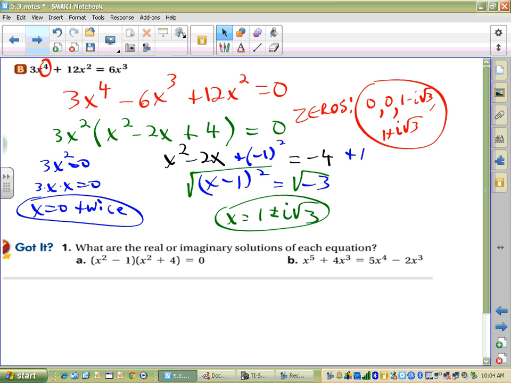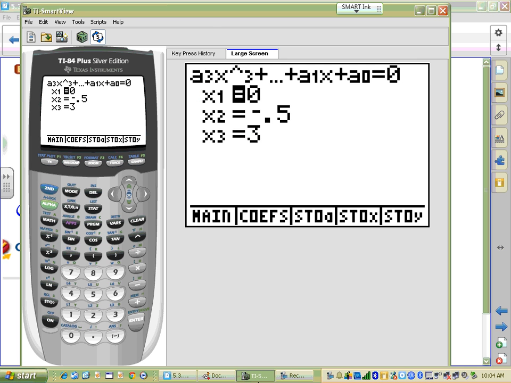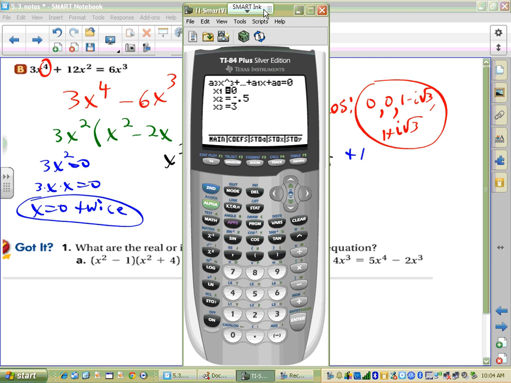Two of them were imaginary, and there's a total of 4, and 2 of them happened twice. That's kind of weird. Let's graph it and just verify that. Interesting thing about the imaginary zeros, they won't show up on the graph. Let me say that again. The imaginary zeros won't show up on the graph.